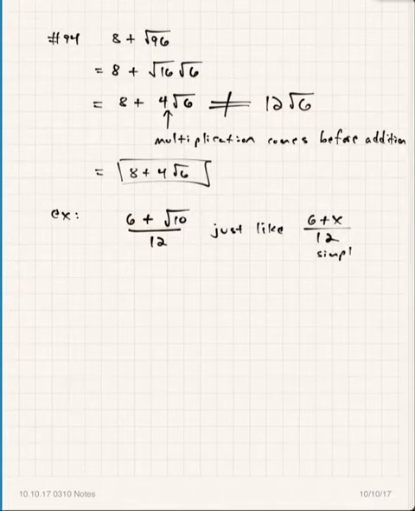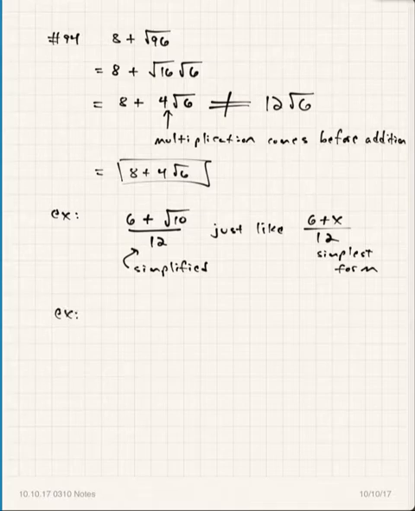There's nothing I can do with that. And that's the same with 6 plus the square root of 10 over 12. This is simplified, and there's nothing I can do. The square root of 10 does not simplify, because the only factors of 10 are 2 and 5, and 2 and 5 are not perfect squares. So that's a simplified form, and there's nothing I can do with that. All right.